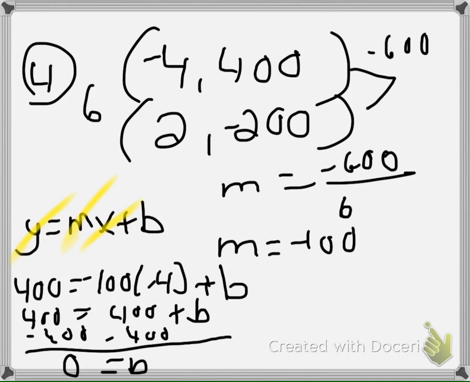Therefore, this is a proportional linear relationship, and the equation is y equals negative 100x. And you're done for the week. Good job, guys.